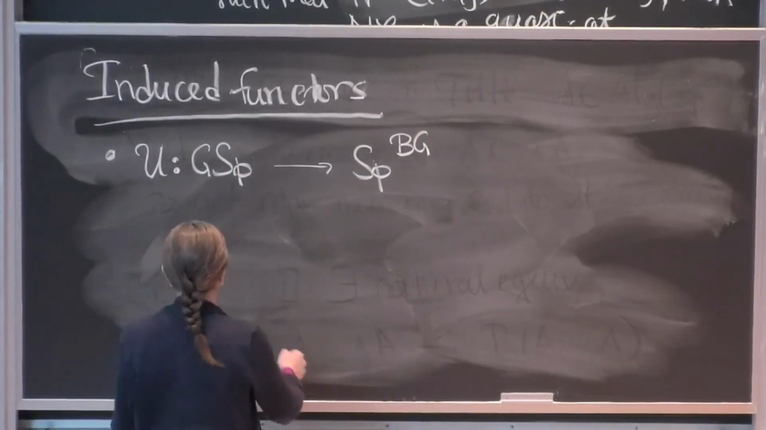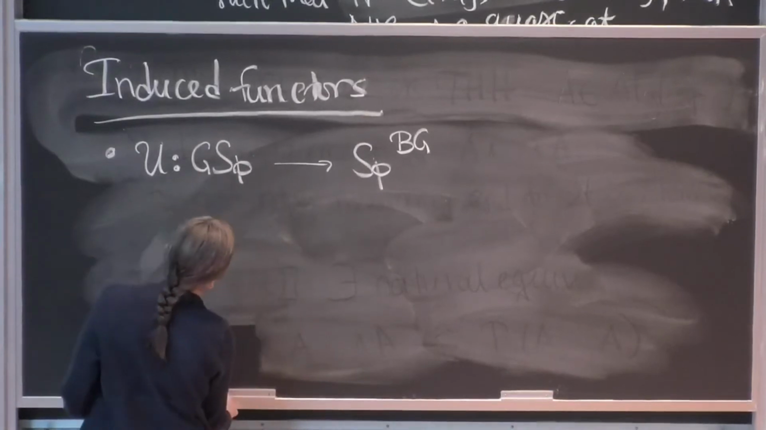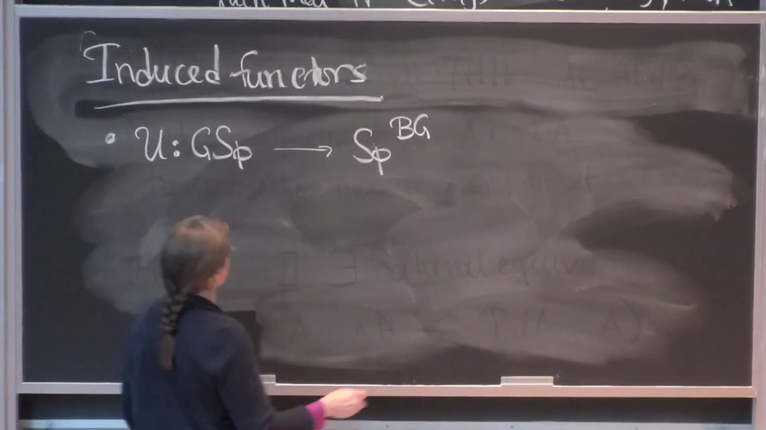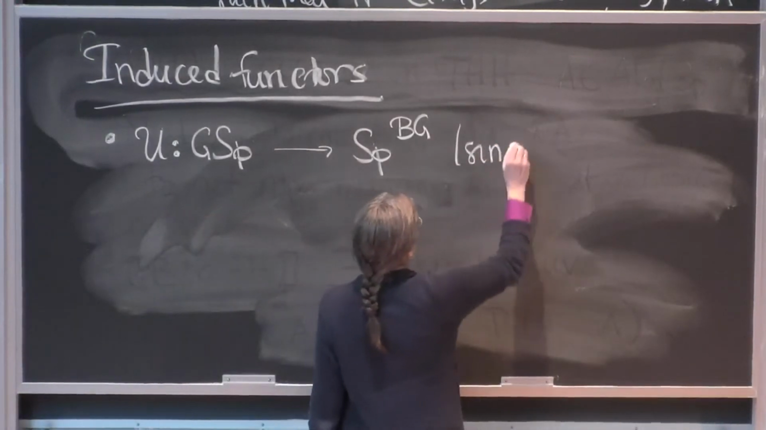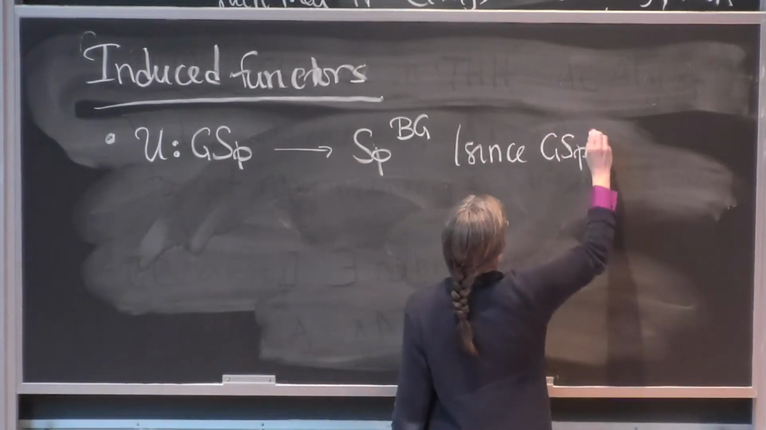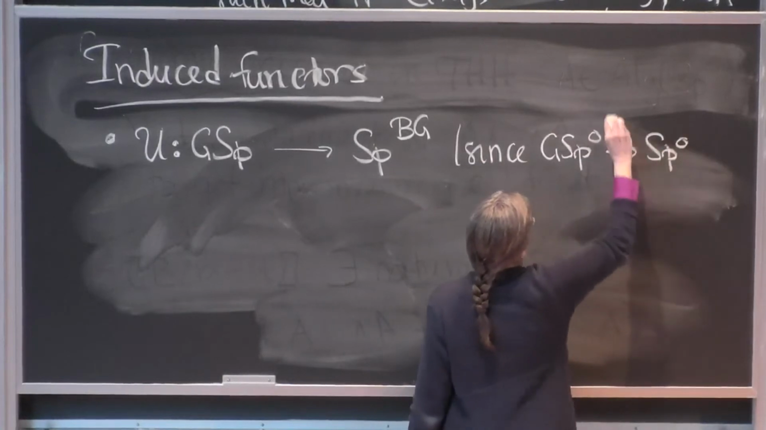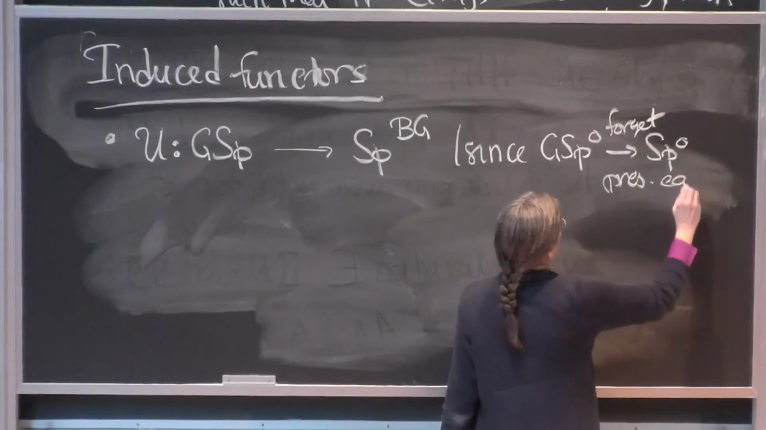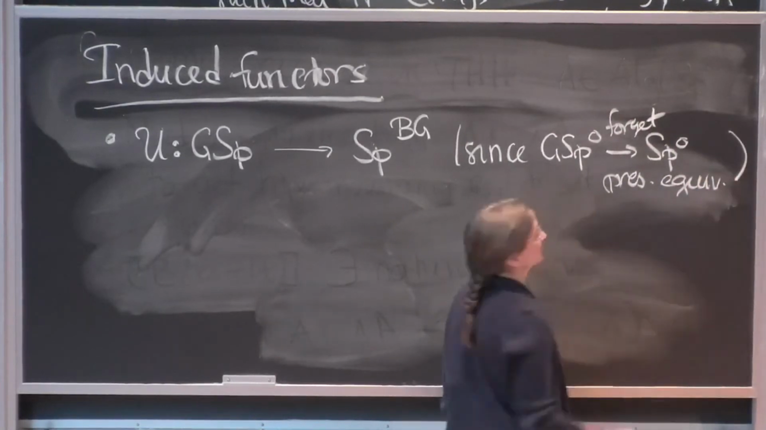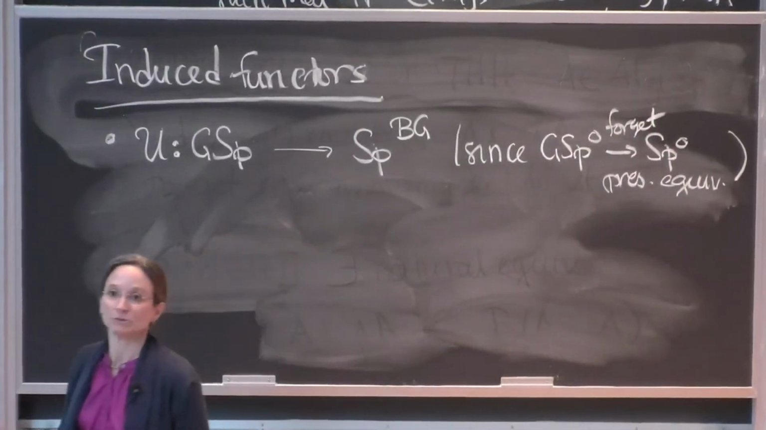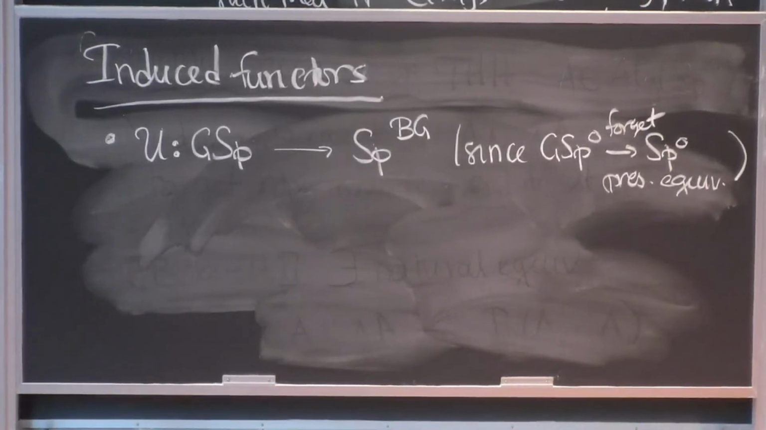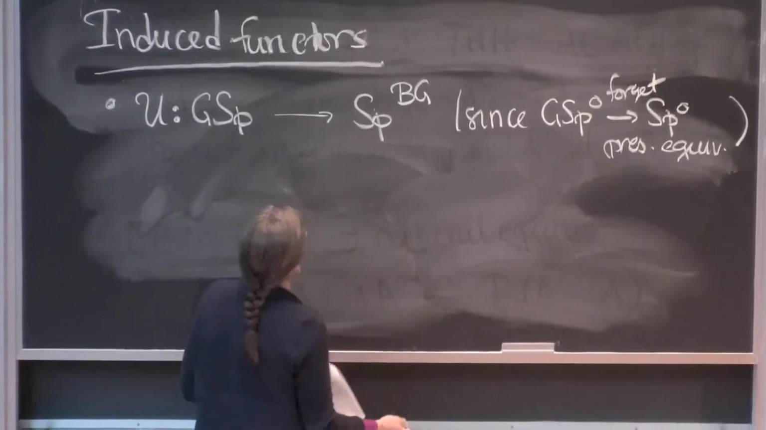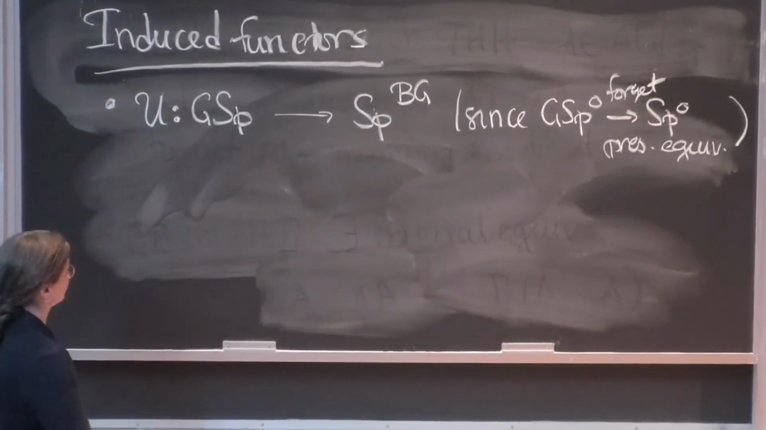Well, they're quite different, actually, because here you have very different equivalences going on. The point is, this exists since the forgetful functor here preserves equivalences. Because in particular, it's an equivalence when you take G to be the trivial subgroup here. So that induces this functor here.